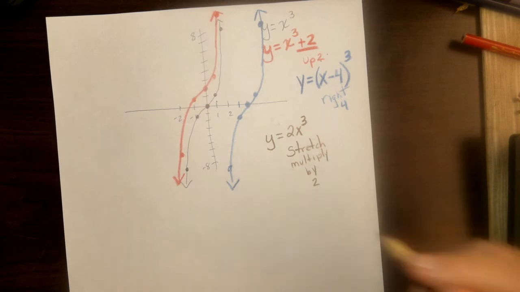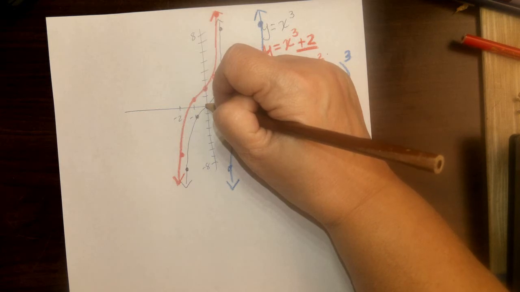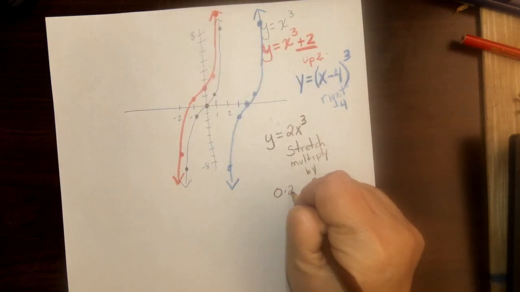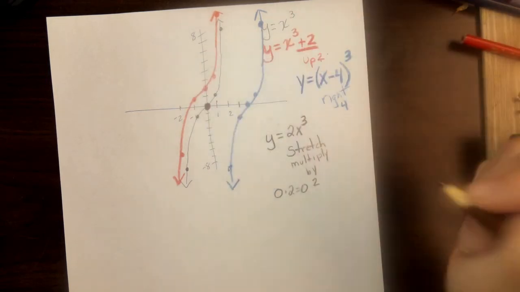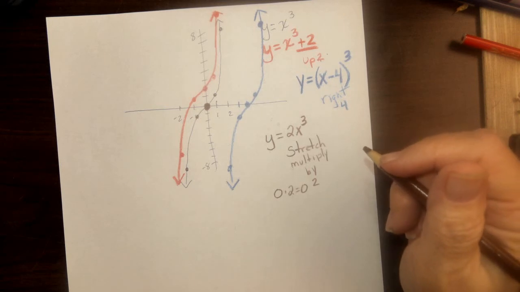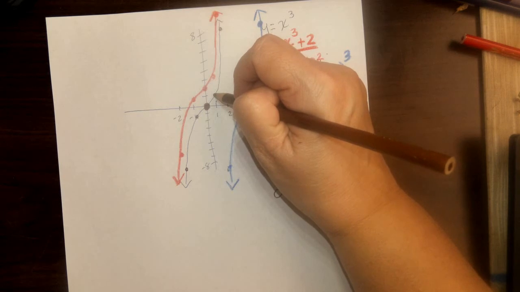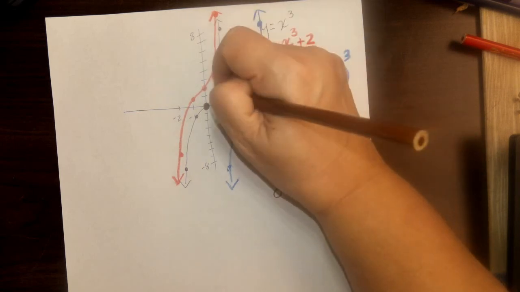So this one gets tricky. So here is my point. This is my point, 0, 0. My output is 0. But how much is 0 times 2? 0. 0 times 2 is still 0. So this dot stays right there, because 0 times 2 is still 0. Okay, this dot is 1, 1. How much is 1 times 2? 2. So instead of being at 1, 1, this is going to go up to 1, 2.